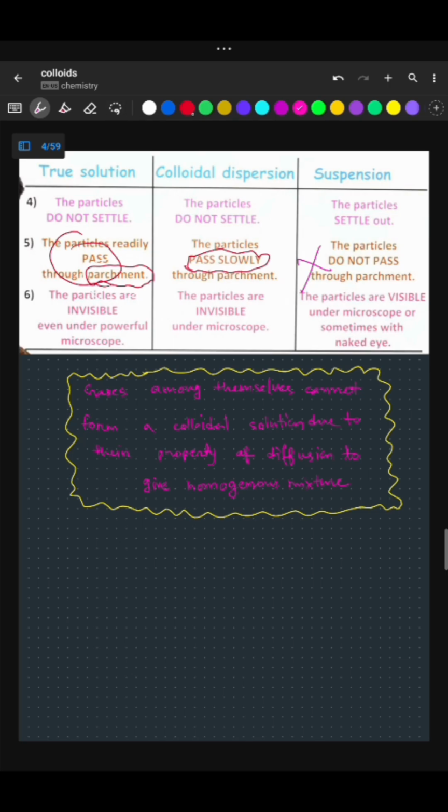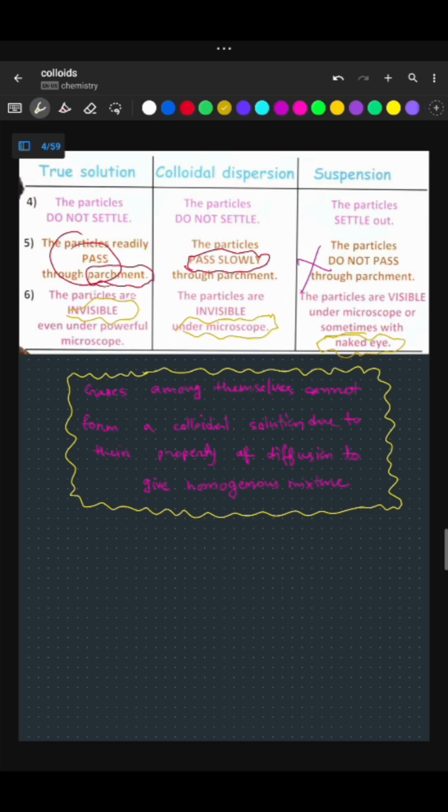And in the true solution, the particles are invisible even under a powerful microscope. In these terms, the particles are invisible under a microscope. I think sometimes you can see the particles under a very powerful microscope, but generally under a general microscope they are invisible, and the particles are visible under a microscope, or sometimes with naked eyes in suspension solution. It's also due to the size, as I've said before, the size of suspension solution is the largest here.